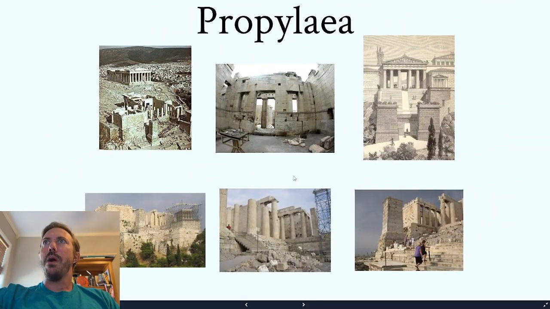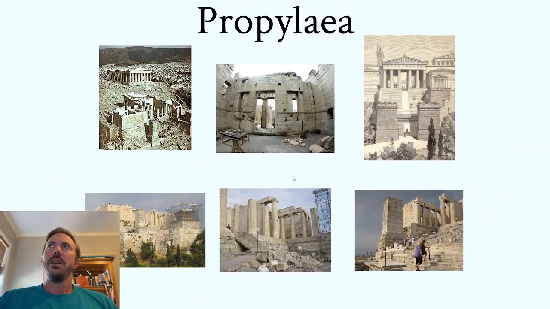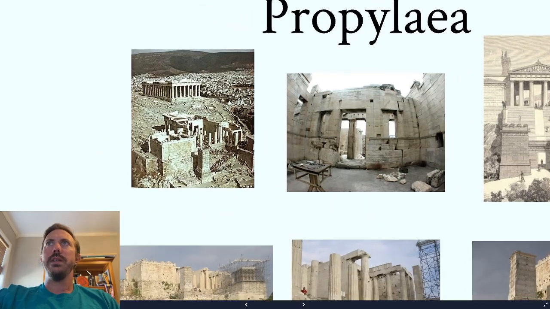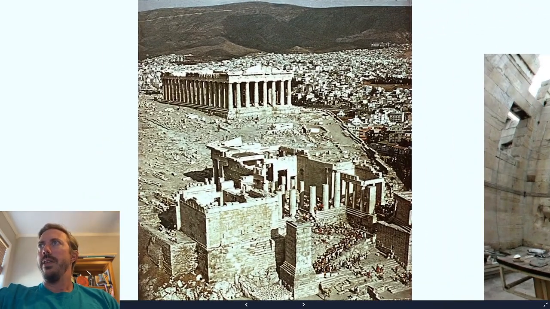He also builds the Propylaea, which is the gates to the Acropolis. A beautiful structure that served as the gates. So here is the Parthenon once again, and this is the Propylaea underneath it.